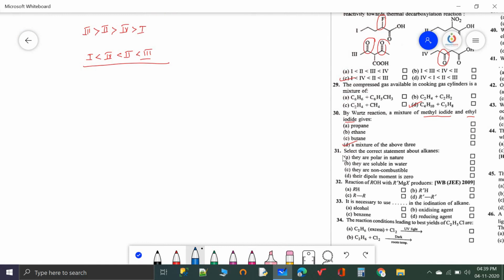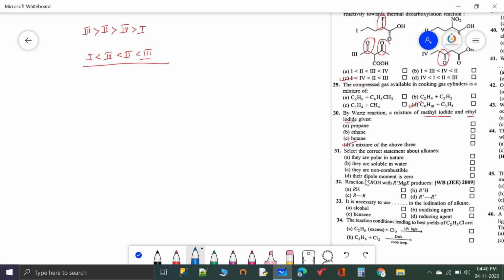Now let us see the 31st question. Select the correct statement about alkanes. Alkanes are polar in nature. Incorrect, because they are non-polar. Alkanes are soluble in water. No, they are non-soluble in water. They are non-combustible. No, actually they are combustible, because they undergo combustion and give carbon dioxide and water.